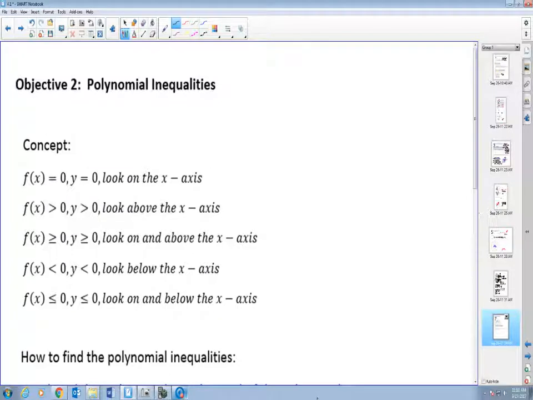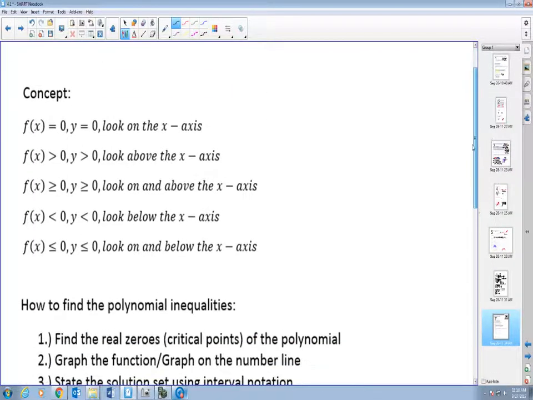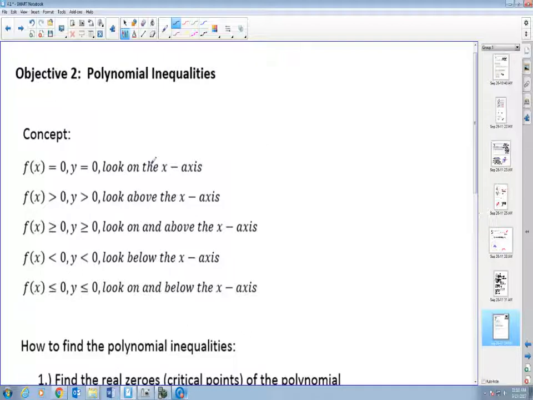Welcome to College Algebra. In this lecture video, we are going to continue with our chapter 4.1, discussing polynomial inequalities. I began using certain words in my previous videos regarding above the x-axis, below the x-axis, using words like positive, negative, y value.